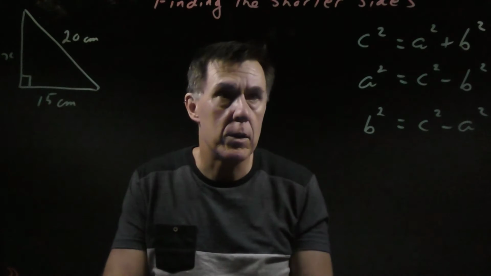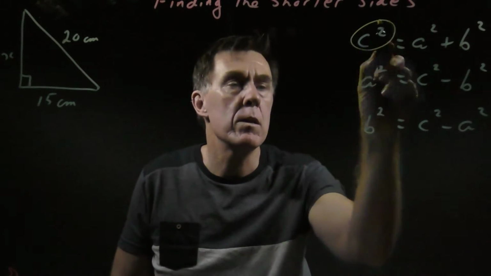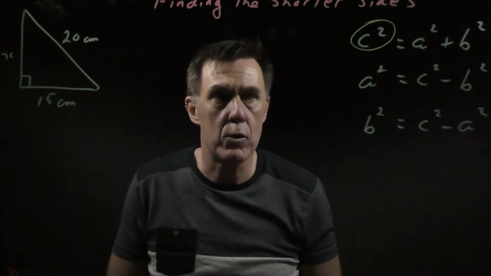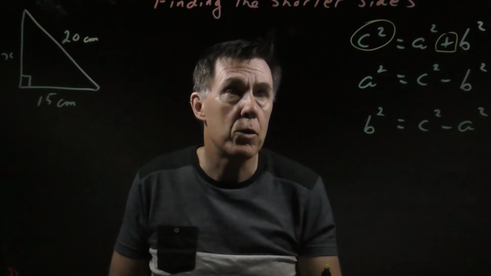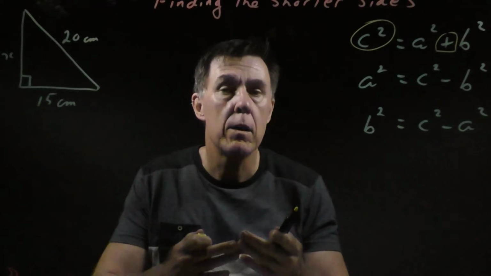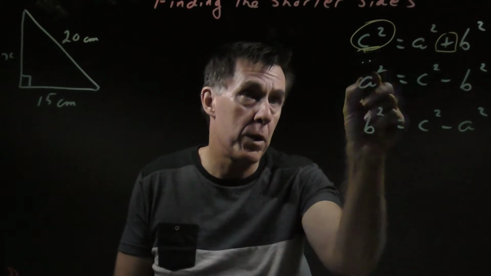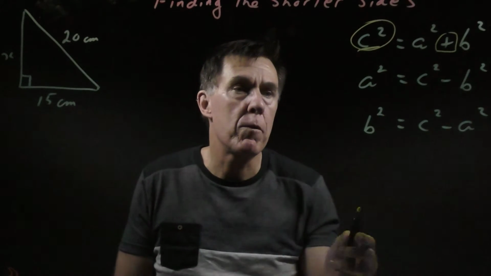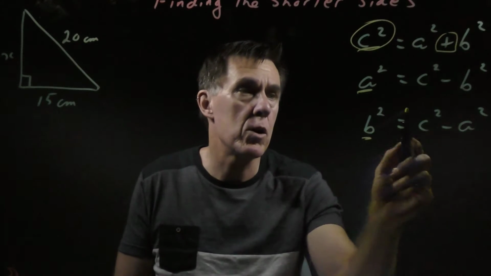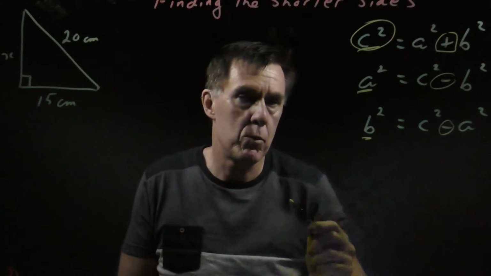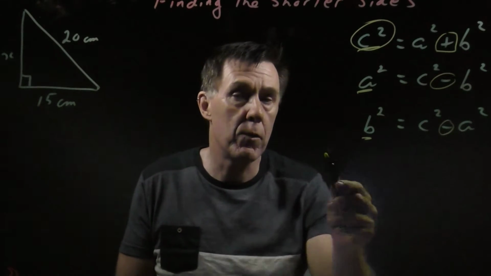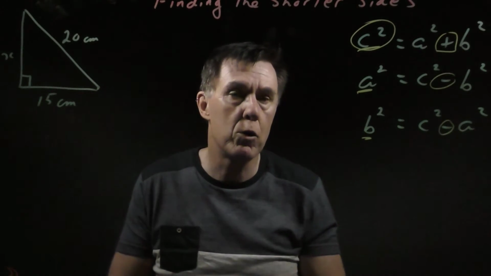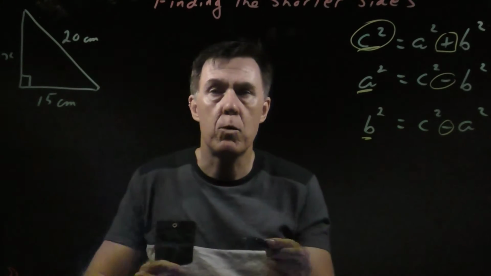The way I remember this is, if I'm trying to find the longest side of a triangle, I square and add the other two sides together, because adding gives me a bigger number and I want the biggest side. But if I want to find one of the shorter sides, I square and subtract. So if you keep that in mind, square and subtract to find one of the shorter sides, you can't go too far wrong. So let's try this one.